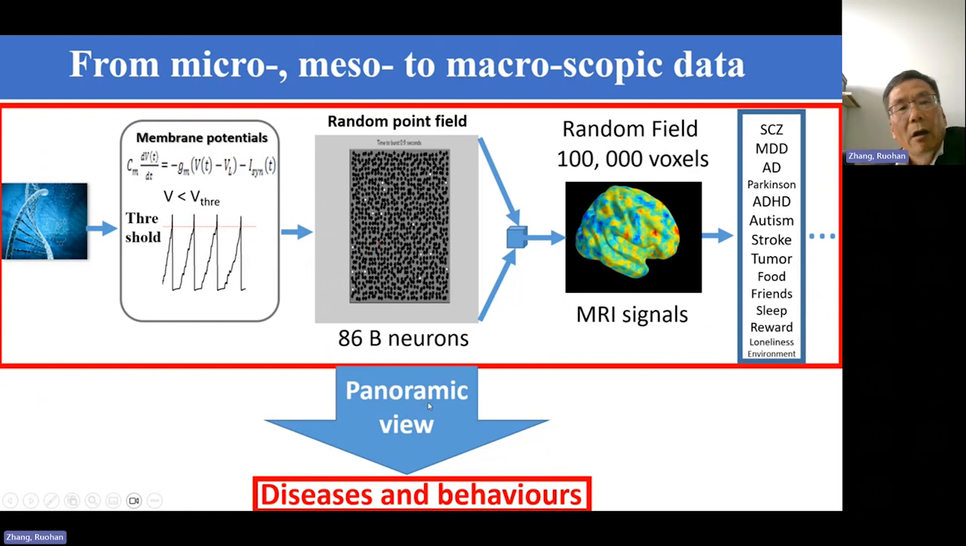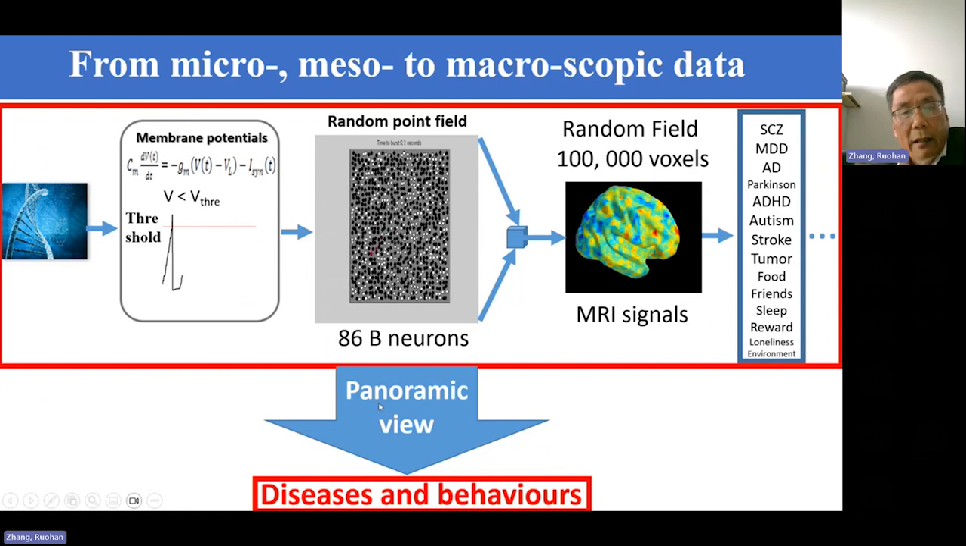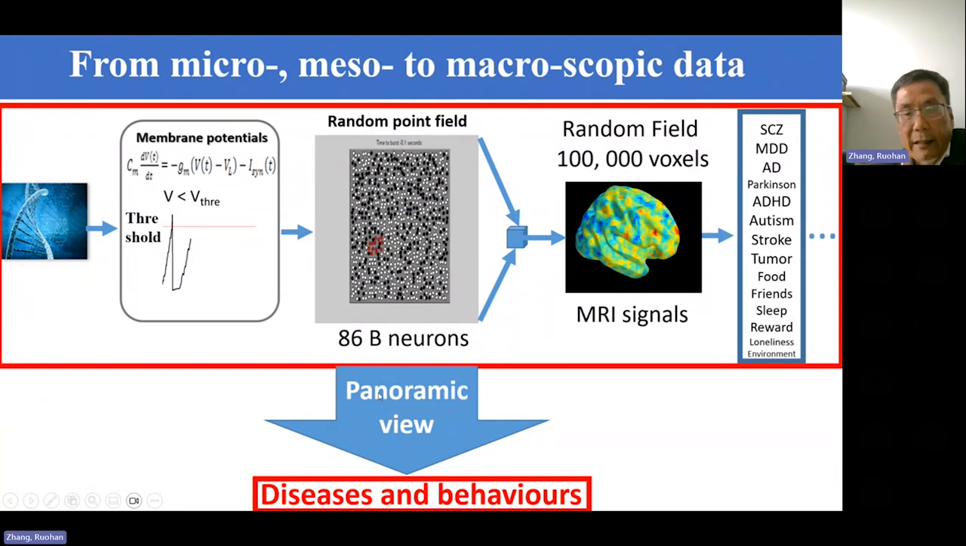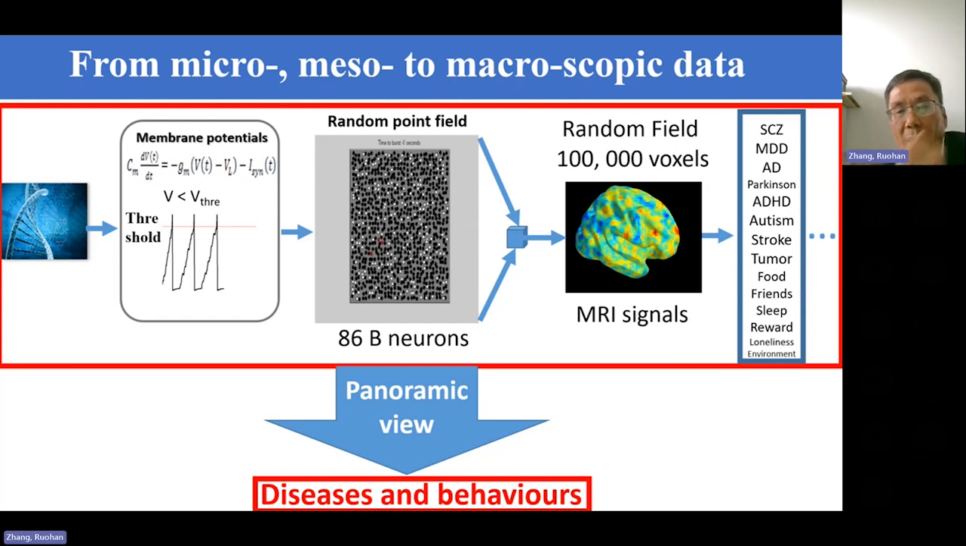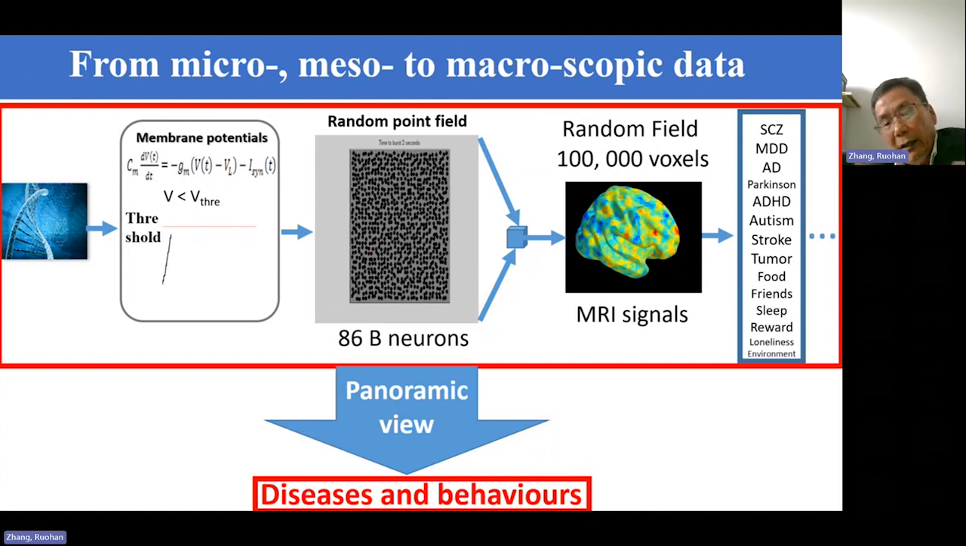Hopefully, I can show you that with data available from microscopic to macroscopic, we can give you more in comparison with traditional biological data at one single scale. We can have a more holistic view of disease and behavior, and then we can develop treatments for different brain diseases, hopefully. So that's the central topic I want to show you today.